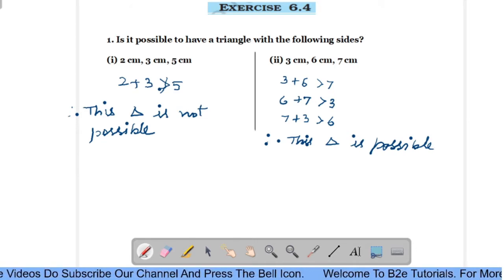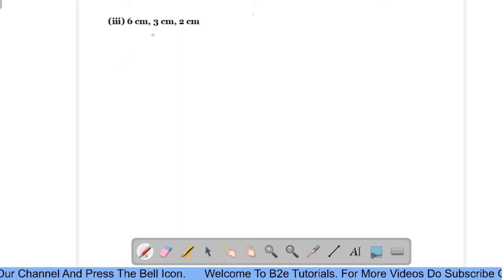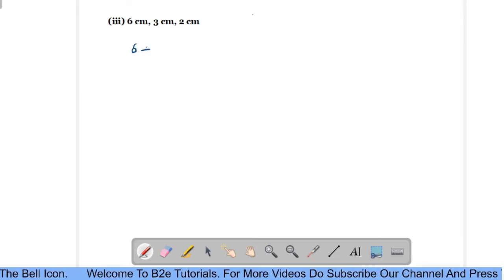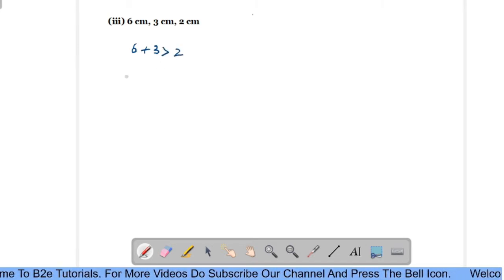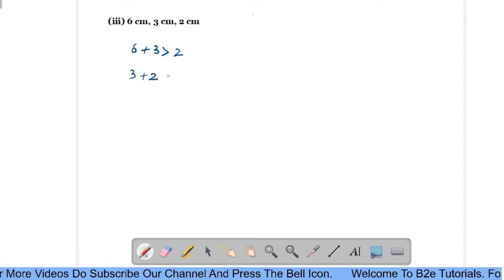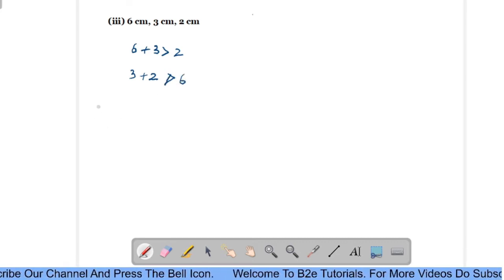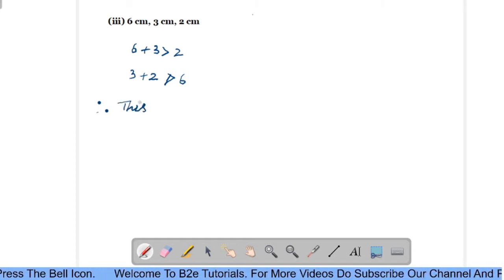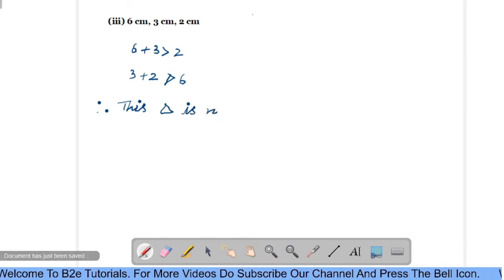Now come to the next, third part. Here 6 centimeters, 3 centimeters and 2 centimeters. Here 6 plus 3 is greater than 2. Now 3 plus 2 is not greater than 6. Therefore, this triangle is not possible.